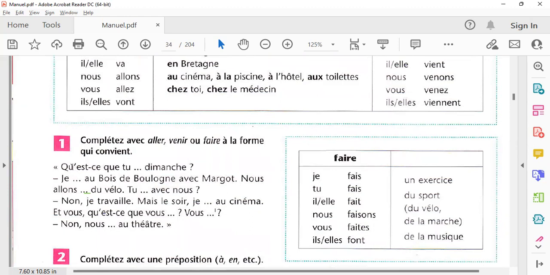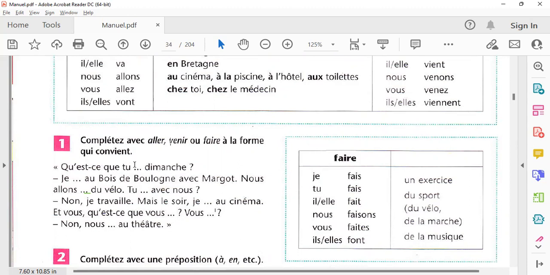qu'est-ce que is used for what or which, and it has a shortened form as well. So just que can also be used for both which and what. For example, if I say, Alina, what do you do, then you can say que fais-tu, Alina? I can say like this. Que fais-tu, Alina? What are you doing, Alina, like this.